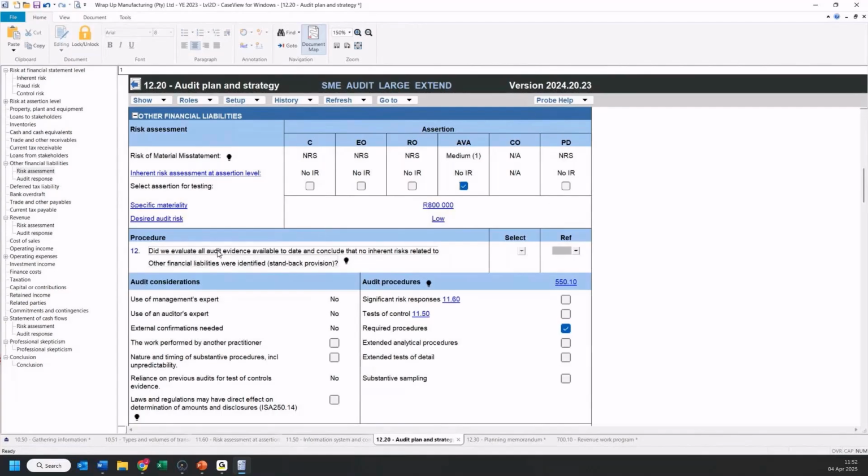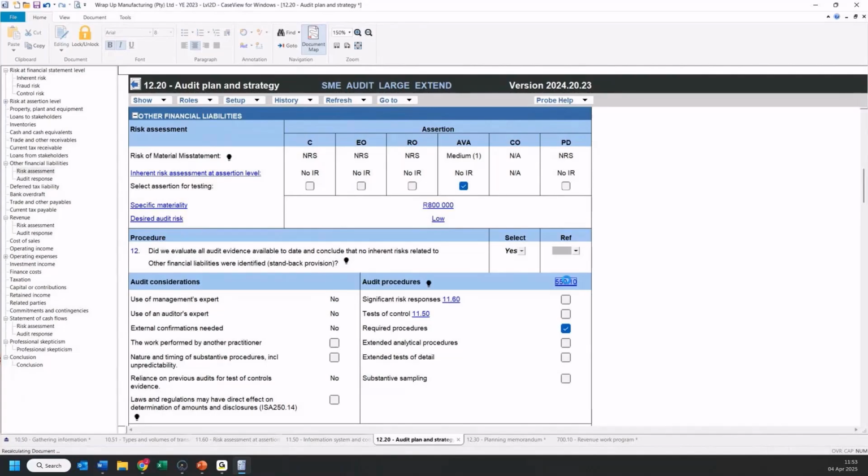Then it says, did we evaluate all the evidence available to date to conclude, this is our standback, that there really are no inherent risks related to this balance? Yes, that's the only option I have. If I say no, go back and redo it. Again, I can select what may be relevant. The only options I have available are required procedures and further, but because there is no risk, the bare minimum procedures required is probably going to be sufficient. That is then required procedures.